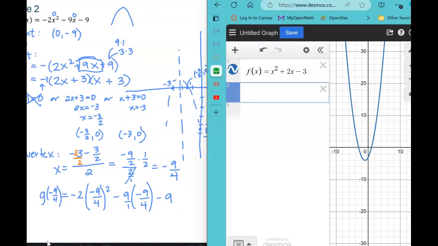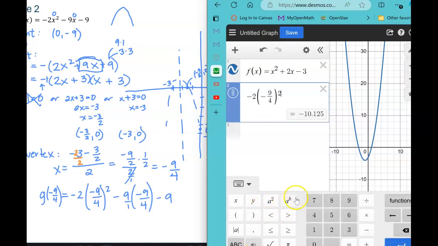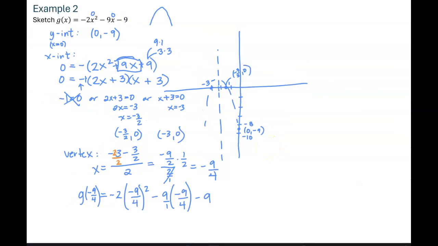Okay, so to use this as a calculator, click right in there: negative 2, negative 9/4. So you can just use the little caret button to get an exponent, or you can pop up this keyboard to get everything to push buttons to type it in. It's totally up to you. Minus 9 times negative 9/4 minus 9. And I get about 1.125.